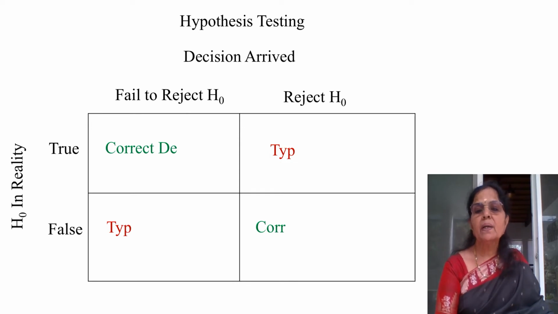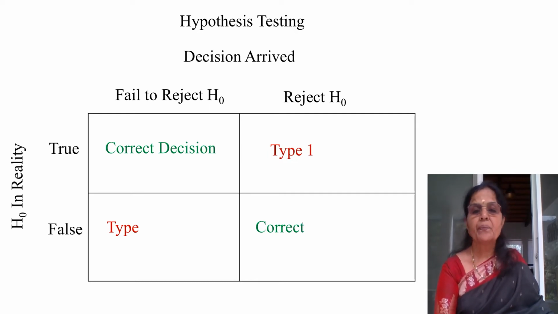When combining the rows and the columns together, you have to combine the corresponding row with the corresponding column and put the result in the box. So we are getting 4 possible combinations. What are they? The first combination is you fail to reject the null hypothesis when it is true. That means you are accepting the null hypothesis when it is true. So accepting when it is true is a correct decision.